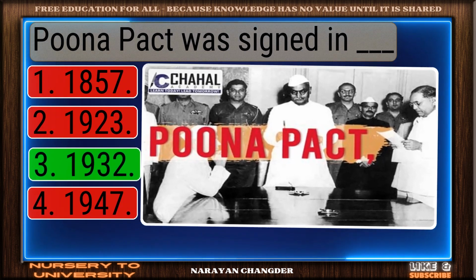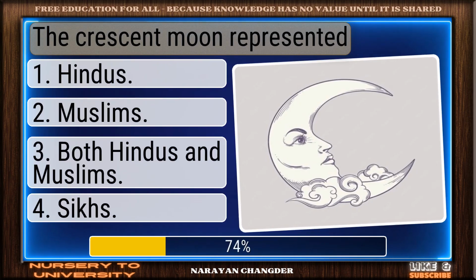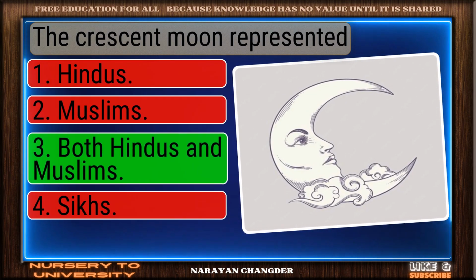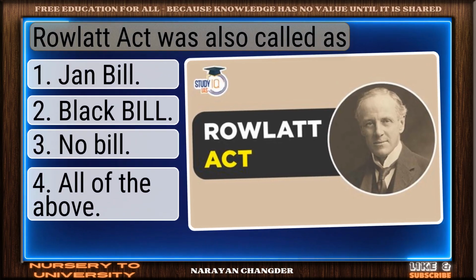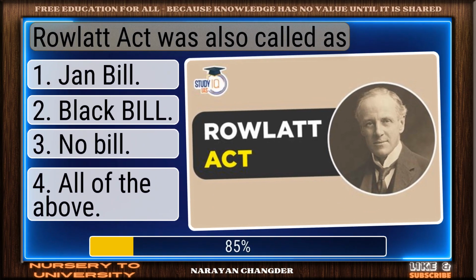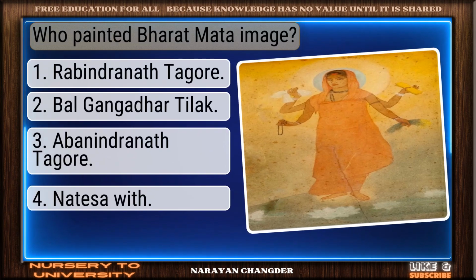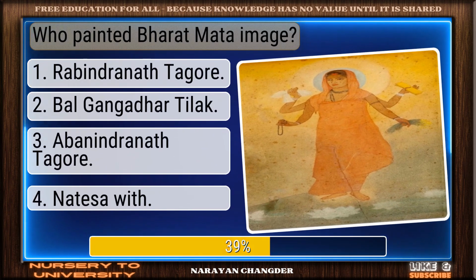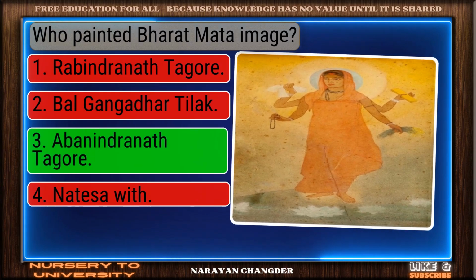1932 is the answer. The crescent moon represented. Well reasoned. Both Hindus and Muslims is correct. Rowlatt Act was also called as. Exactly. Black Bill makes sense. Who painted Bharat Mata image? Correct. Abanindranath Tagore is spot on.